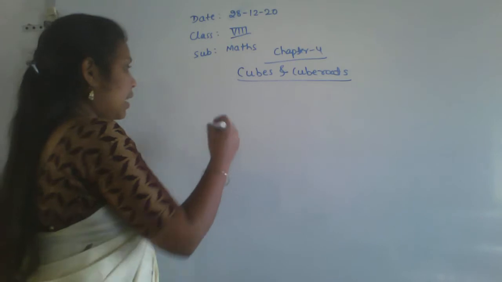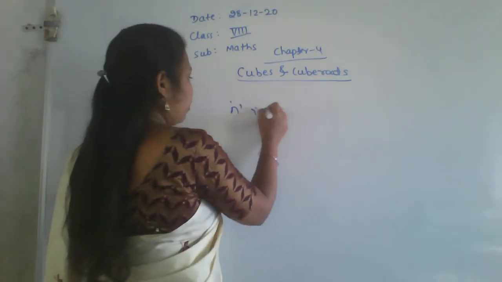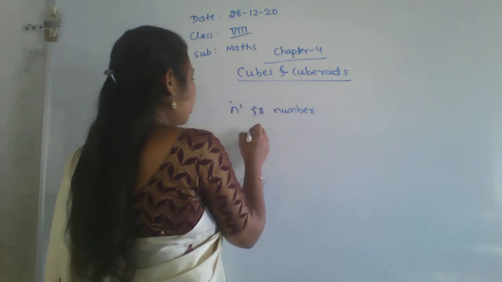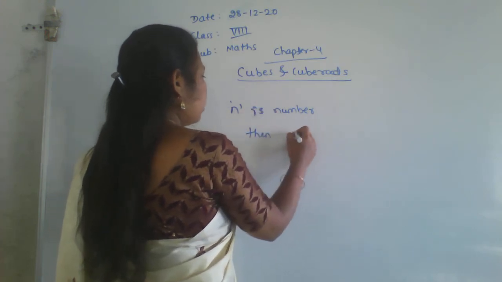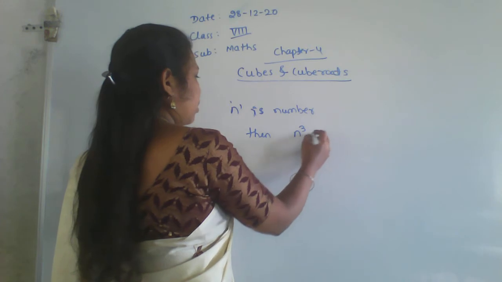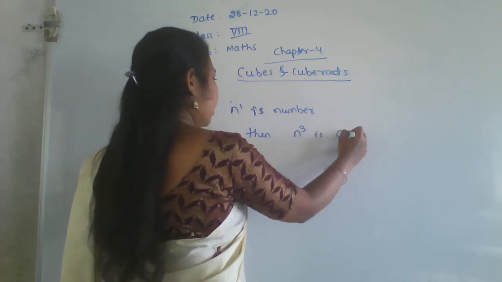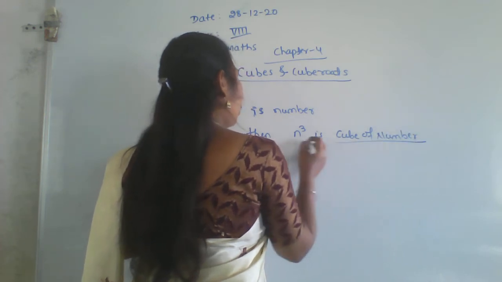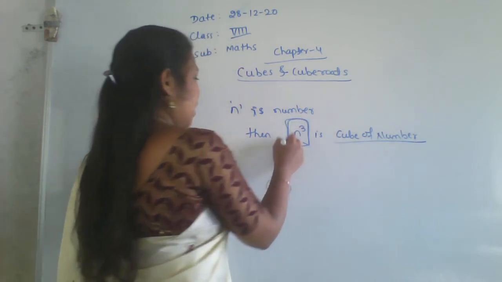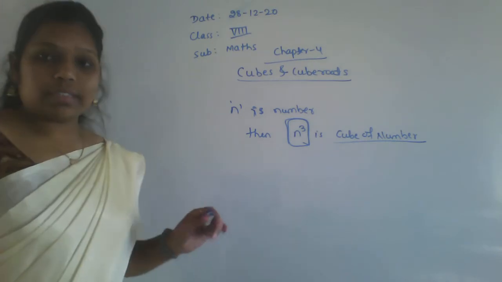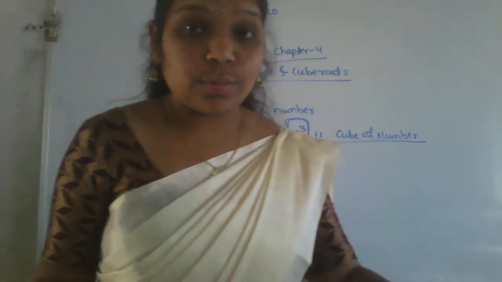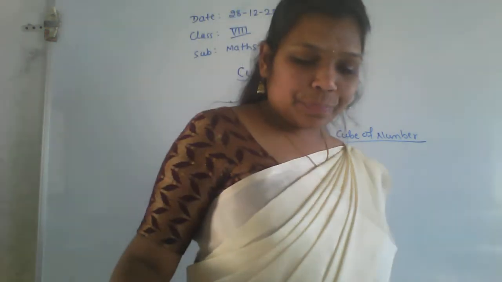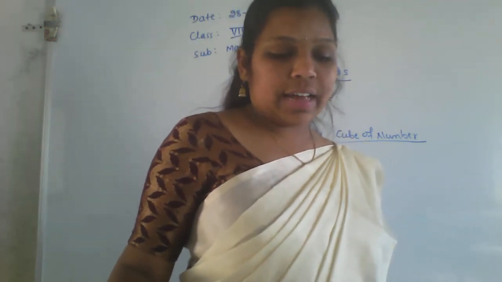Okay. If n is a number, then n cube is the cube of a number. Okay, so the cube of a number is always denoted like this: n cube, 16 cube, 2 cube, 3 cube, 4 cube, like that. Okay, so they given some values here, up to 30 cube, they given values here.